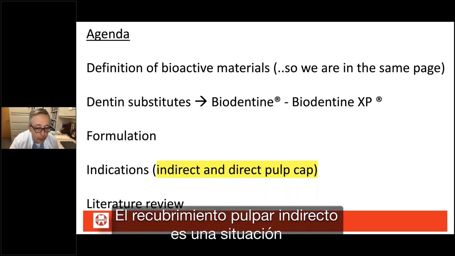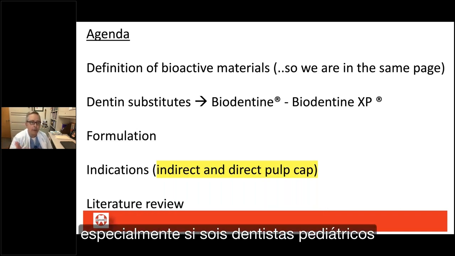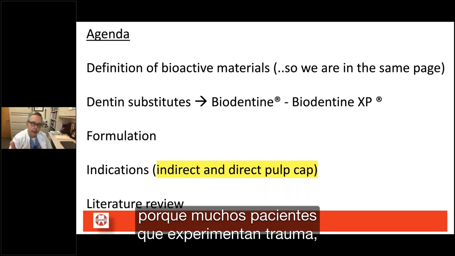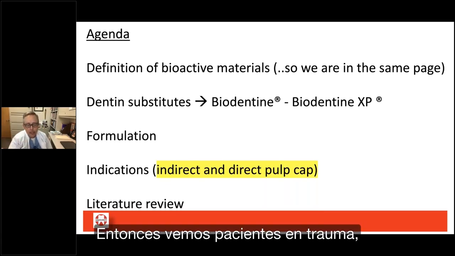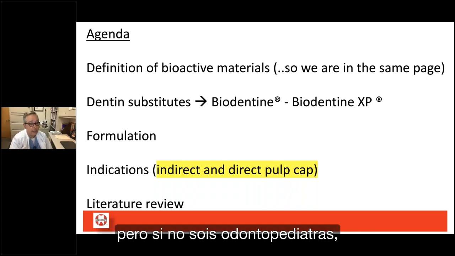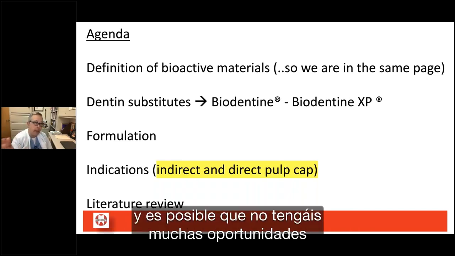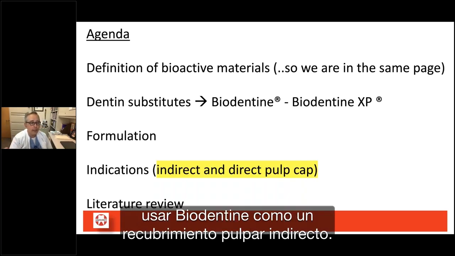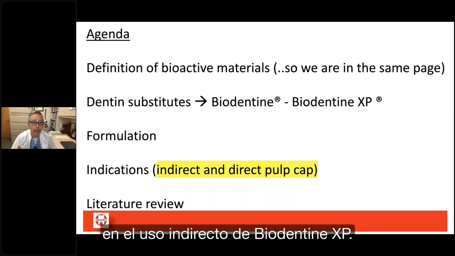Listen, direct pulp cap is a situation that, yes, happens, especially related to trauma, especially if you are a pediatric dentist, because many patients who experience trauma end up knocking at the door of our offices. So we see patients in trauma, but if you are not a pediatric dentist, you may not see too many patients with trauma, and you may not have a lot of opportunities to use Biodentine as a direct pulp cap.